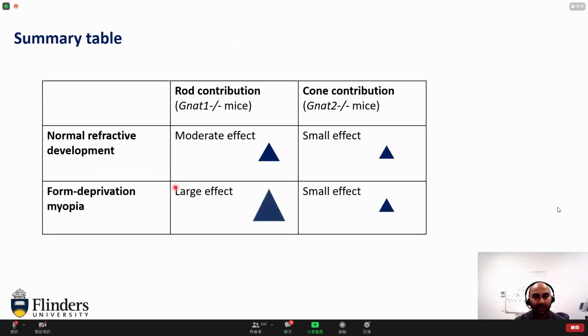So in summary, it looks like the rod dysfunction has a moderate effect on normal refractive development, but a significantly large effect on form deprivation response, because we saw that the form deprivation response was completely abolished. But when we look at the GNAT2 mice, it actually had a small effect on both normal refractive development as well as the form deprivation myopia, suggesting that both rod and cone pathways might be important in regulating normal refractive development, but these two pathways have differential effects, and they both might be playing different roles in regulating the eye growth and myopia susceptibility.